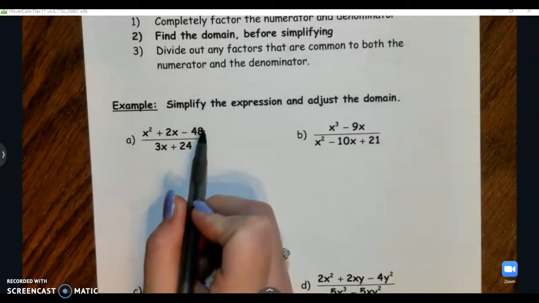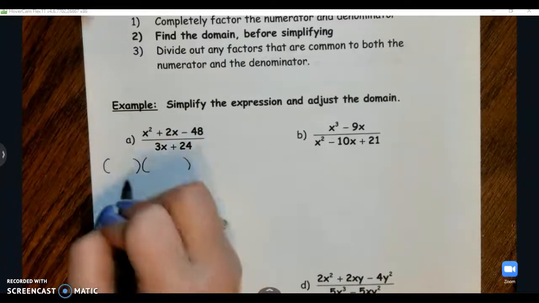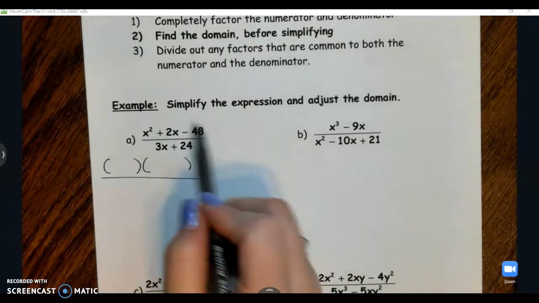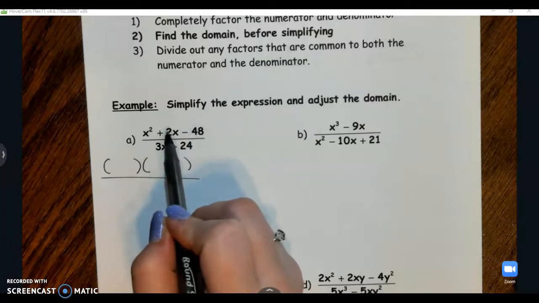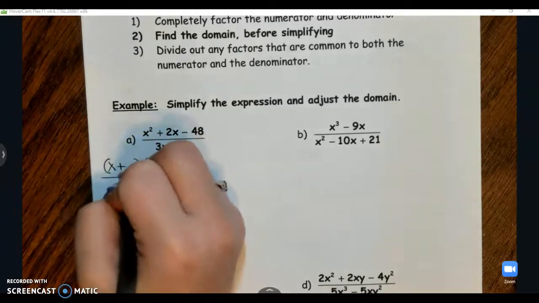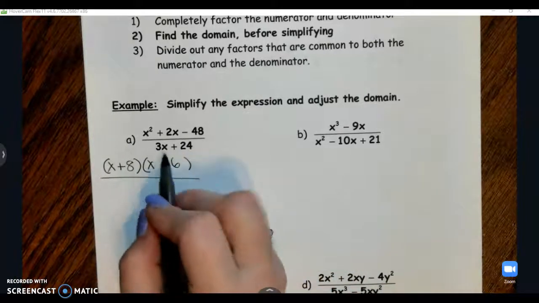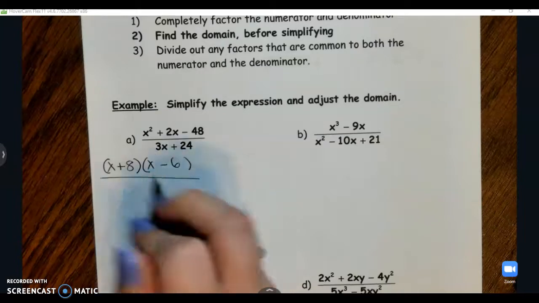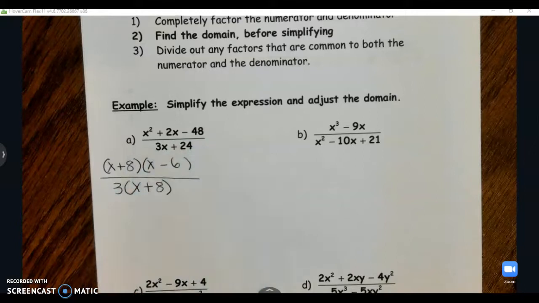Our numerator here is a trinomial, so I'm going to want double parentheses. And as long as I can factor it that way, I won't need to use quadratic formula. So I'm looking for factors of negative 48 that add to 2. Well, that would be 8 and 6. Positive 8, negative 6. So there's my factored numerator, and then in my denominator, I have a binomial, so I'm just looking for a GCF, and that's going to be 3. So that leaves us with x plus 8, 3 times x plus 8.